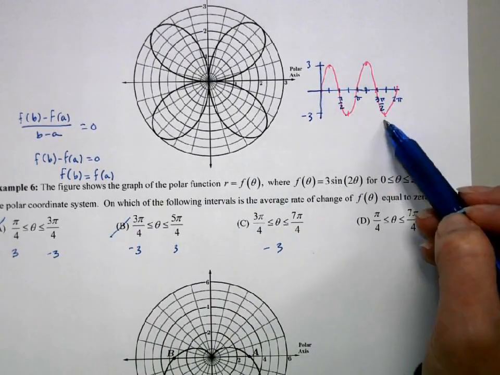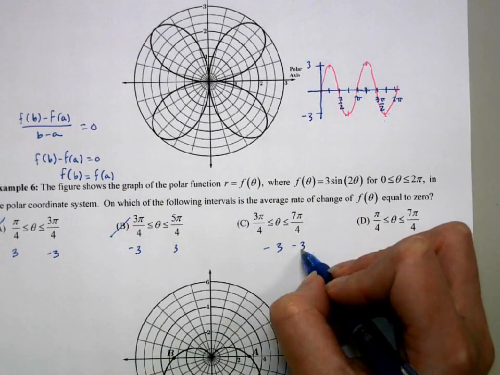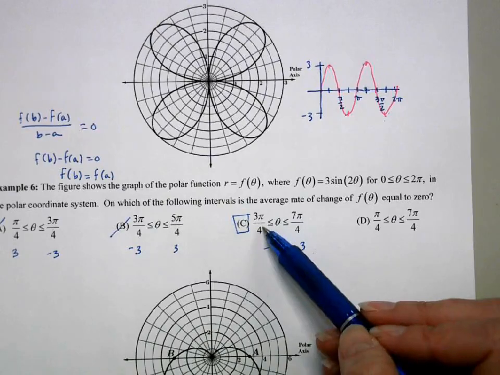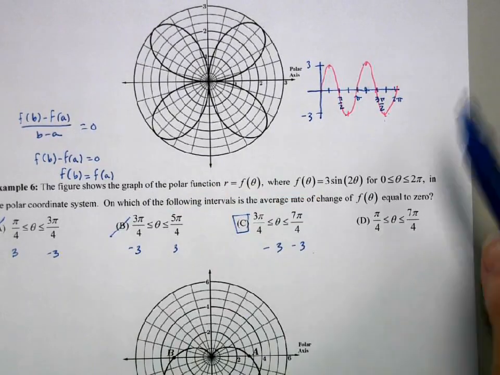So this is going to be our option, because if f of 7 pi over 4 equals f of 3 pi over 4, we get 0. This last one is a positive and a negative again, so that's not going to work.